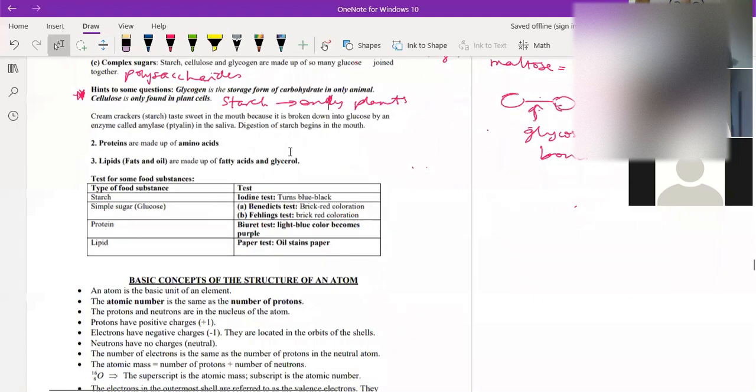Proteins are made up of amino acids, right? You remember that. The bond between the amino acids is known as a peptide bond. So the basic unit of protein is the amino acid, joined by peptide bonds.